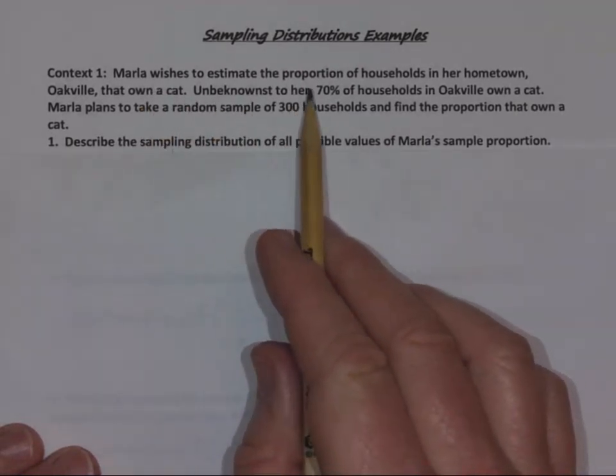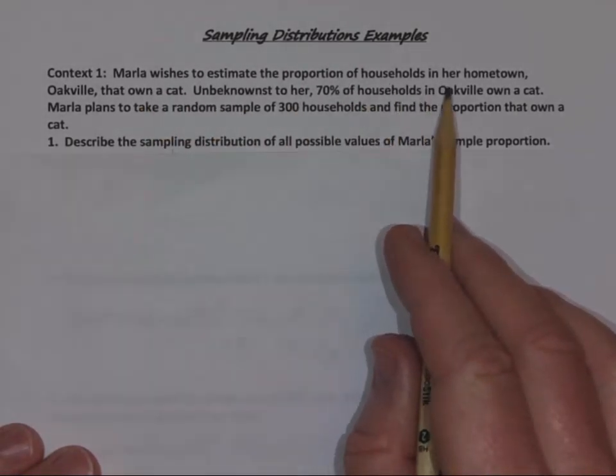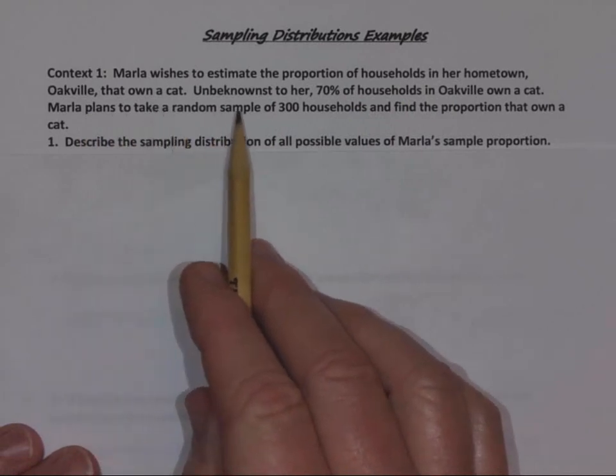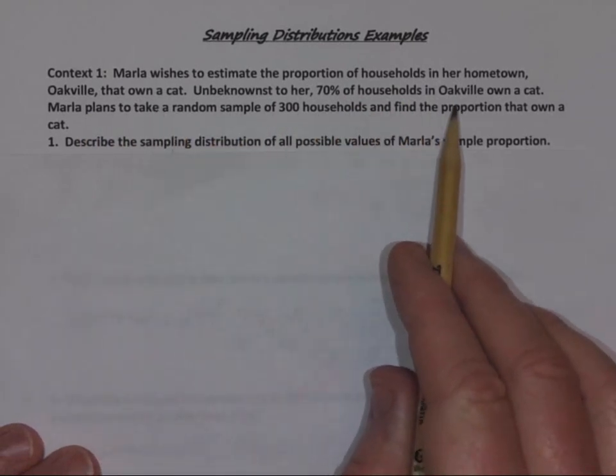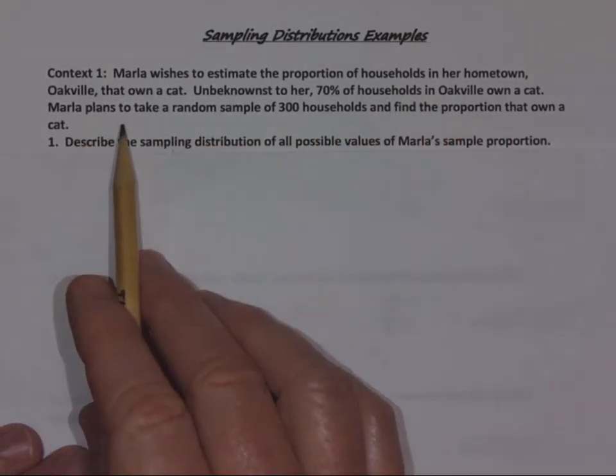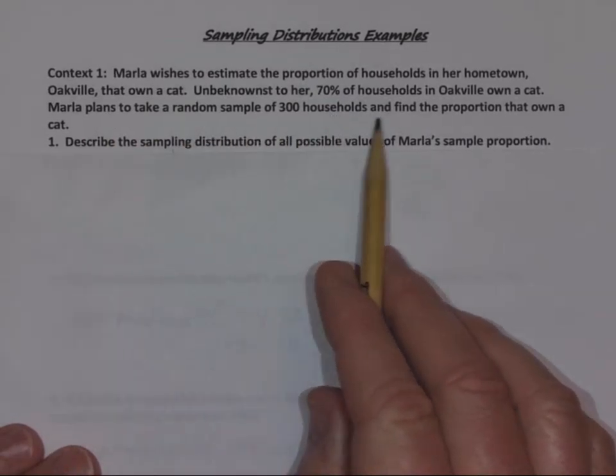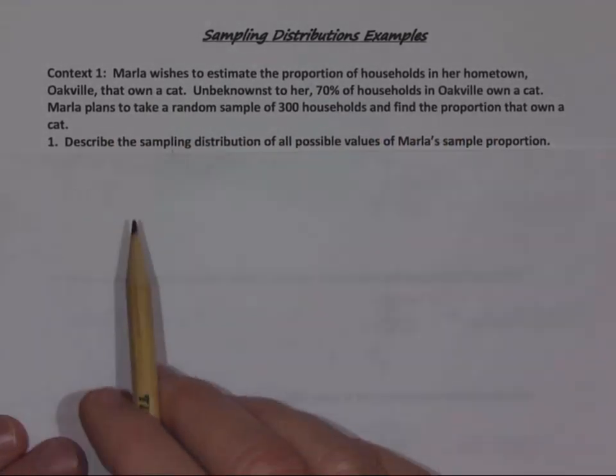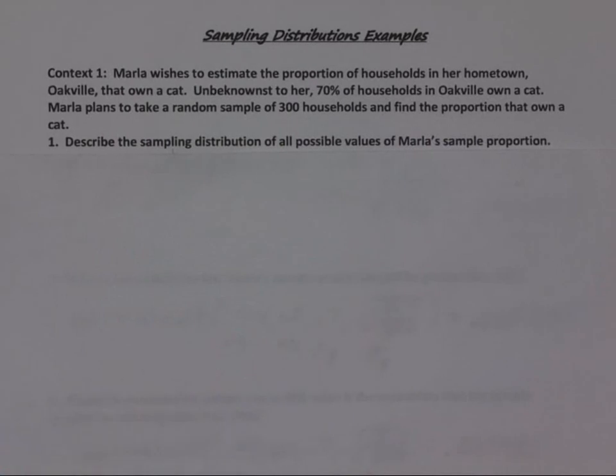Marla wishes to estimate the proportion of households in her hometown Oakville that own a cat. Unbeknownst to her, 70% of the households in Oakville own a cat. Marla plans to take a random sample of 300 households and find the proportion that own a cat. Describe the sampling distribution of all possible values of the sample proportion.